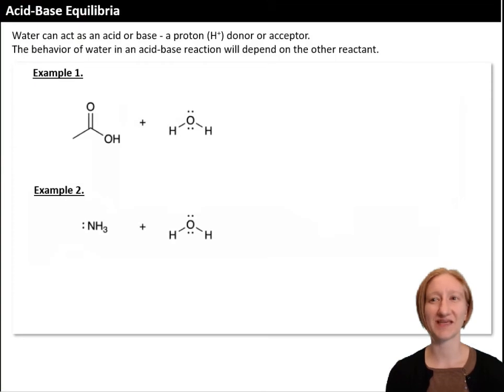Now that we've seen the basic anatomy of an acid-base reaction, we'll look at a couple of acid-base reactions involving water. That's because water can act both as an acid or a base, a proton donor or a proton acceptor, and it depends on whether the other reactant is an acid or a base. In the top example, water reacts with acetic acid. Acetic acid is a good acid or proton donor, and so water will act as a base here.